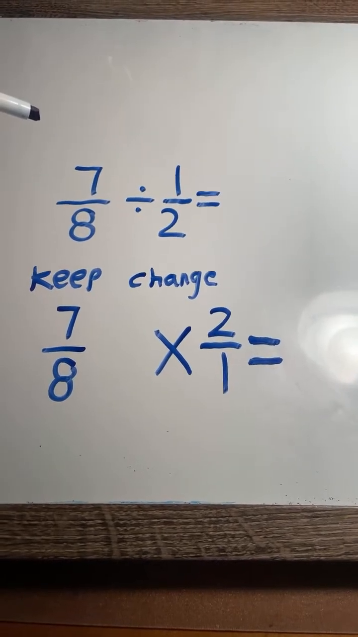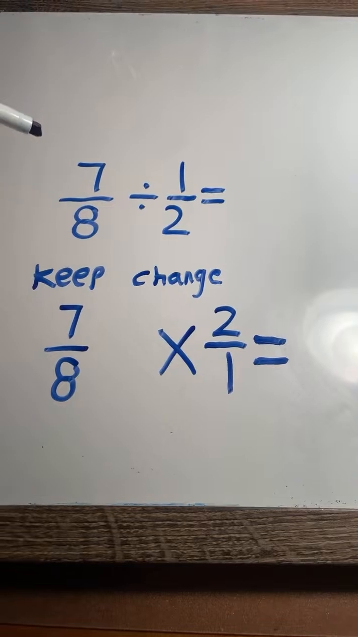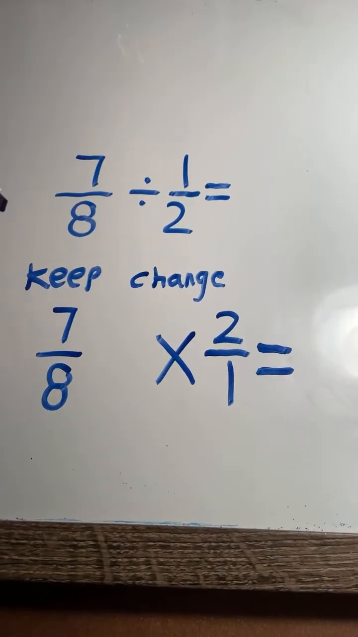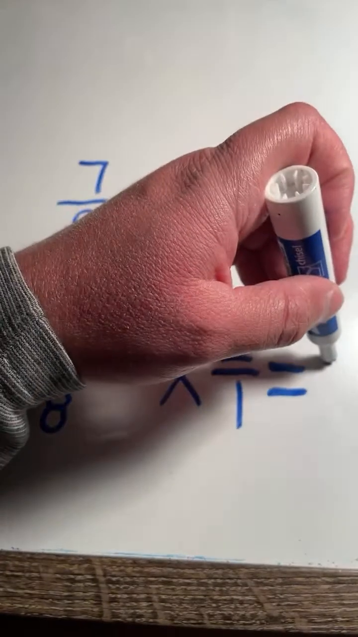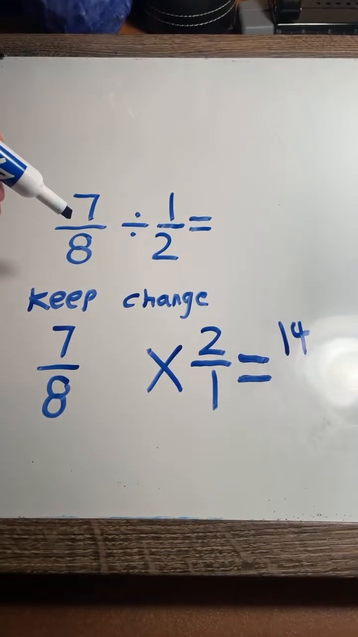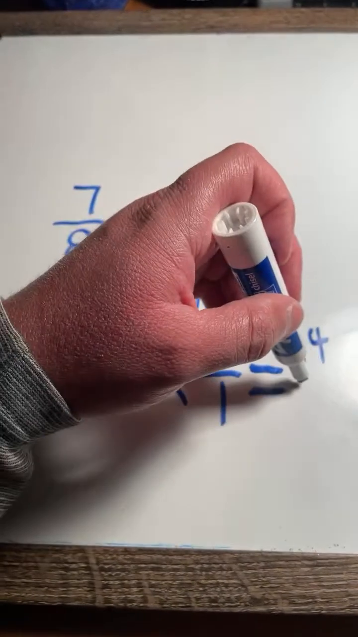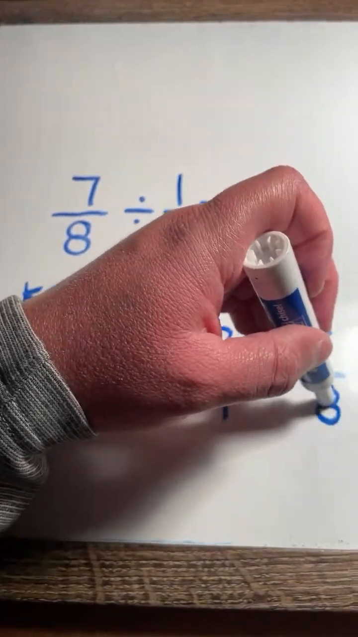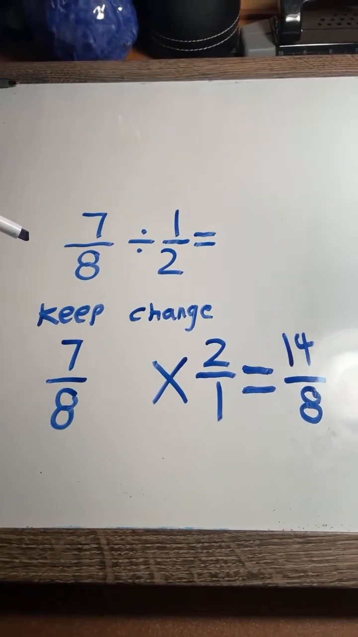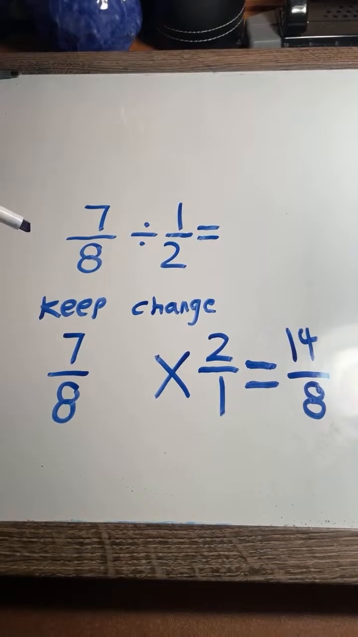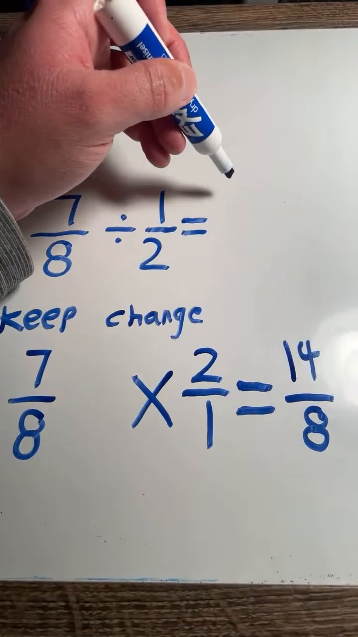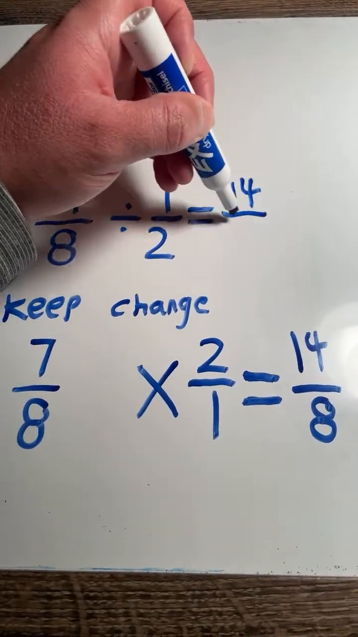Then the next step is we multiply our numerators and our denominators. All right, 7 times 2 equals 14. 8 times 1 equals 8. So our answer is 14/8.